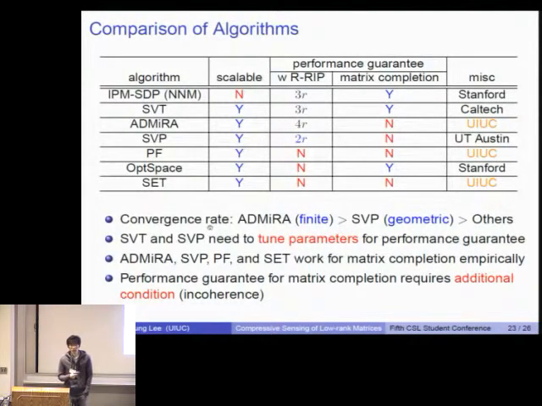When they are successful, we want to compare the convergence rate of the algorithm. Admira has the best convergence rate because it converges within a finite number of iterations that only depends on the rank of the solution. And the next one is singular value projection. They have geometric convergence, and there is no explicit guarantee for the other algorithms. And the drawback of SVT and SVP is that there are some unspecified parameters for performance guarantee. We can run the algorithms anyway, but for a given parameter, we don't know whether the performance guarantee can be obtained or not.